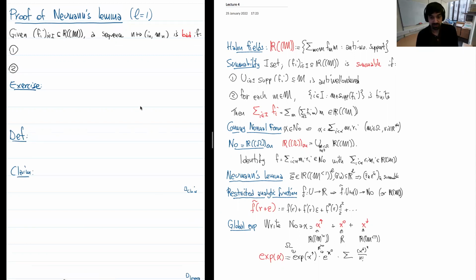Okay, so Neumann's Lemma, so I repeat again, the statement is this one. We're just going to do L equal 1. So what we want to do is we take an epsilon infinitesimal, and we want to say that the family of the integer powers of epsilon, the positive integer powers, is summable. Okay, so we start with the general comment first, the general definition.